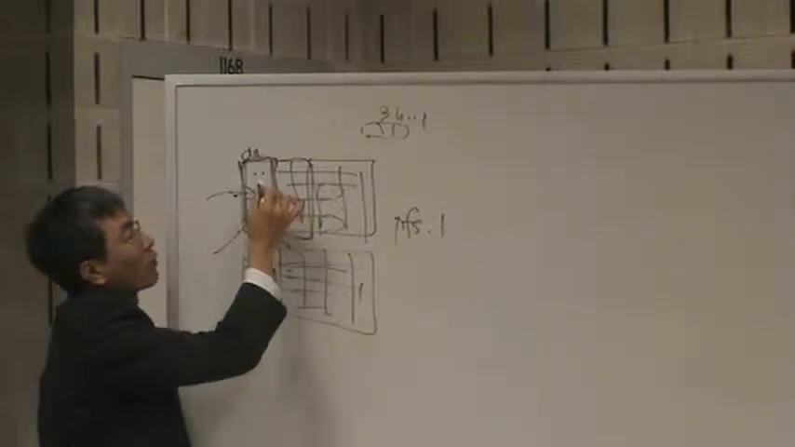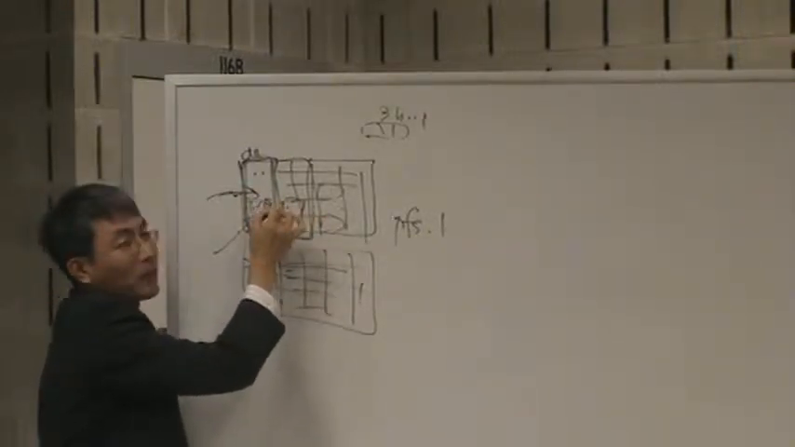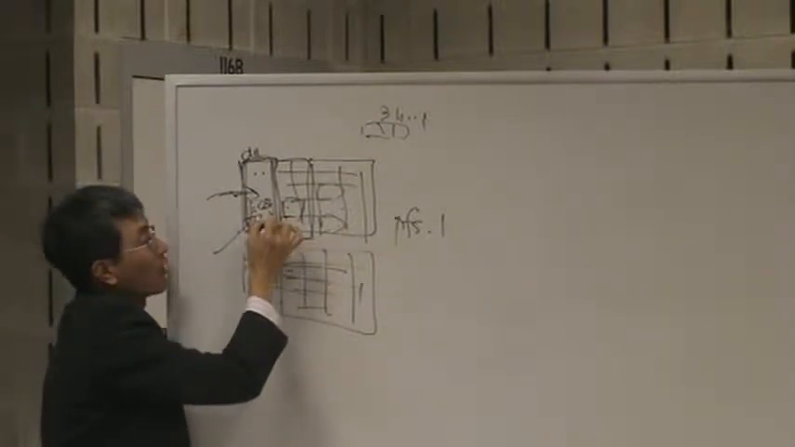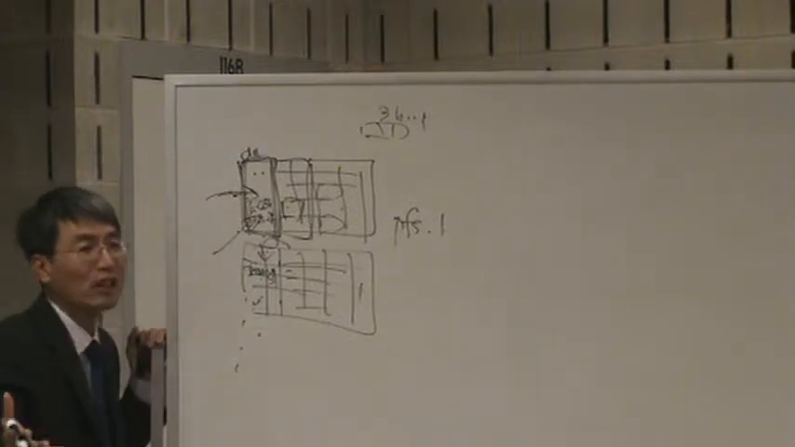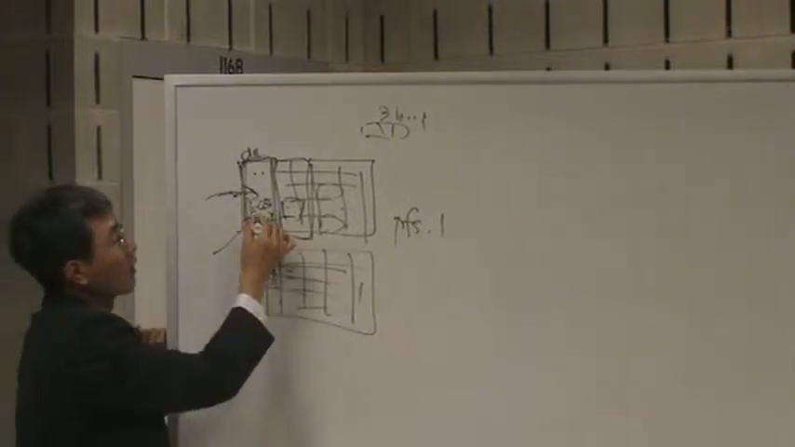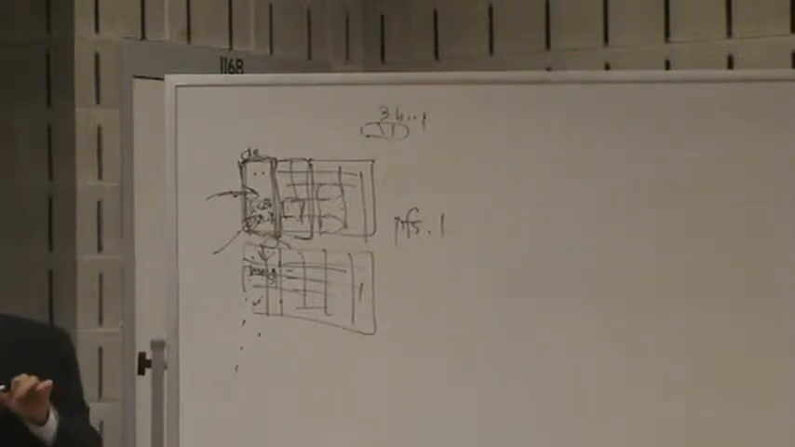We discussed the file control block, the FCB, and you also need to manage the free space. We will see how to manage the free space. It doesn't need a huge amount of space. Okay.